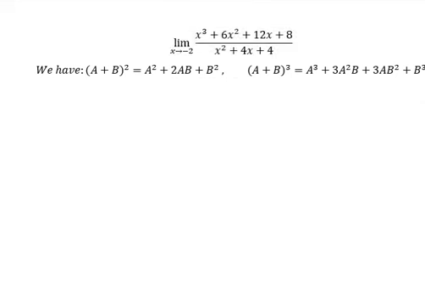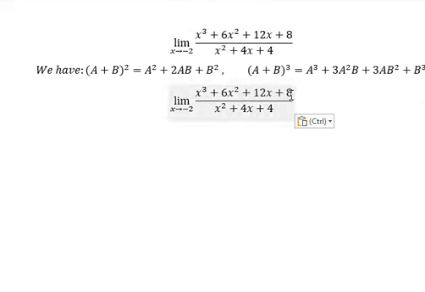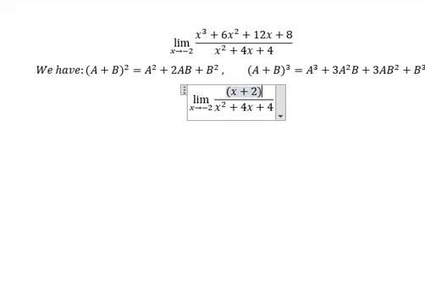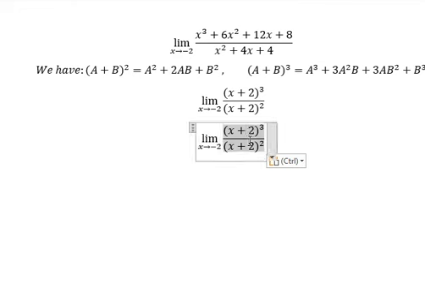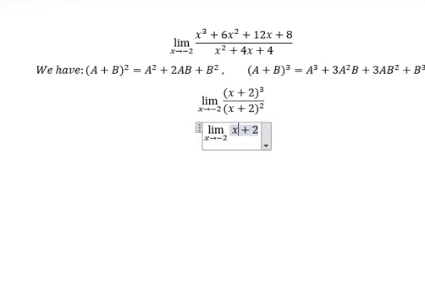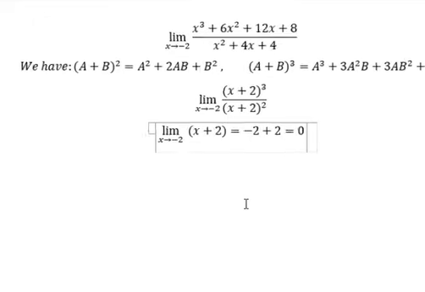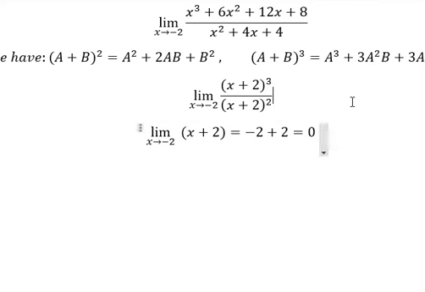So if we apply the two formulas in here, this one we change to (s + 2)^3. This one we change to (s + 2)^2. Now we need to simplify, and we have s + 2. And now I will put negative 2 here, and we have 0. And this is the final answer.